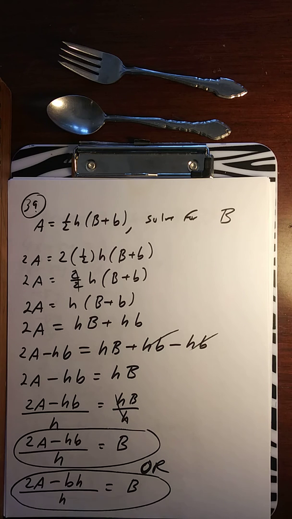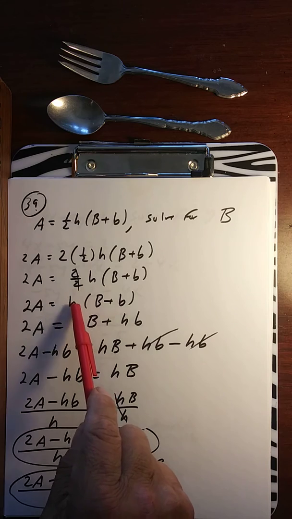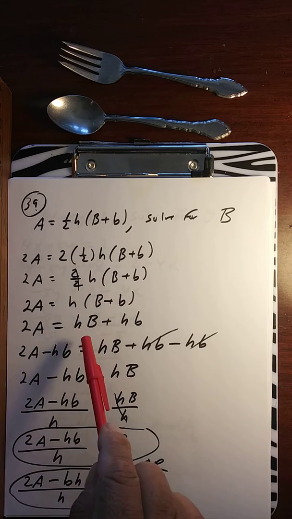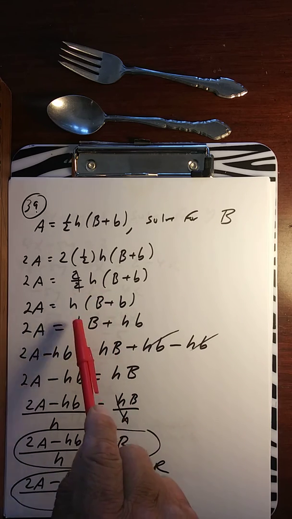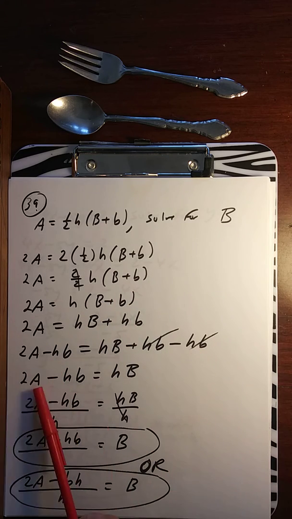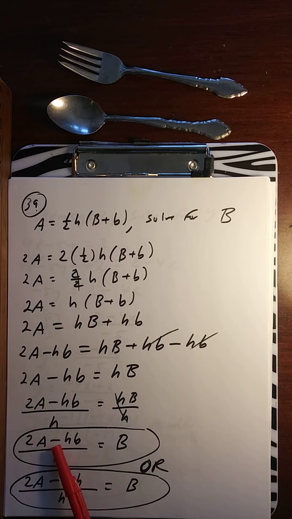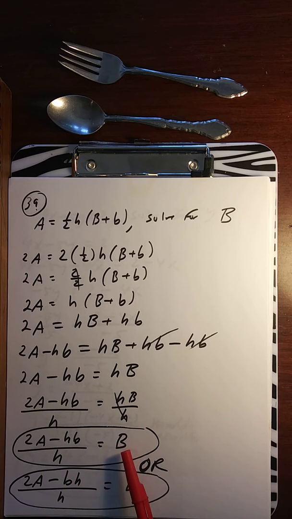All right, number 39. It says solve for big B. So first thing I'm going to do is multiply everything by 2 and 2. 2 over 2 is 1, so you have H times big B plus that. So now distribute this number. That times that is HB, that times that is H big B. So now I'm going to subtract HB from both sides. 2A minus HB equals H big B. Divide by H, so 2A minus HB over H equals big B.